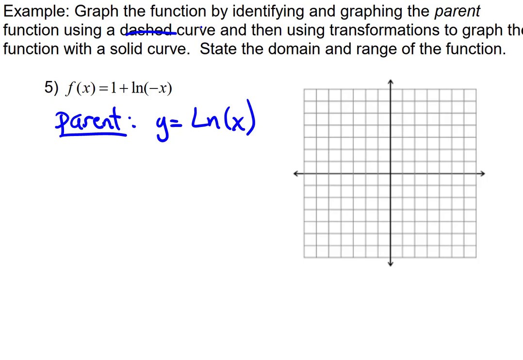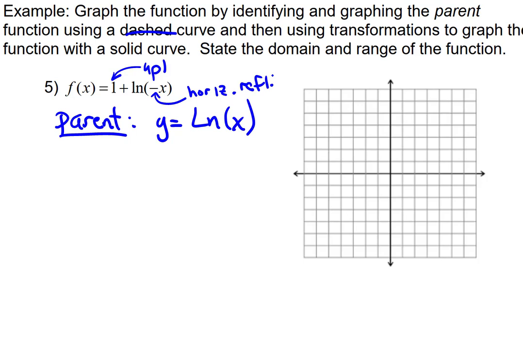Let's take note quickly that the transformations would involve this 1 that's being added in the beginning. Remember, that 1 is added. It could be at the beginning or the end. That's going to mean we're going to go up 1. And then this negative sign that's in front of the x inside the parentheses means we're going to do a horizontal reflection. And that's all based on our understanding of transformations as applied now to logarithmic functions.